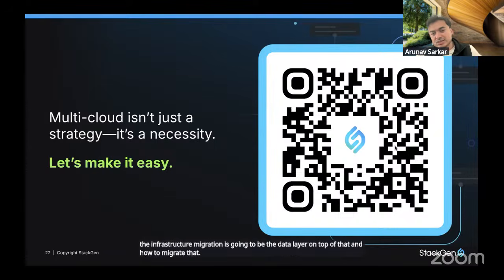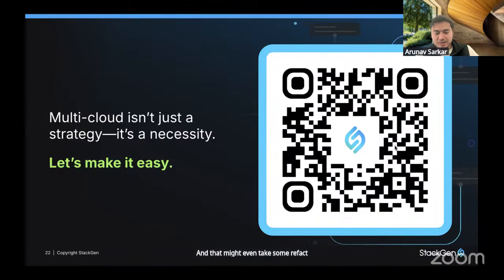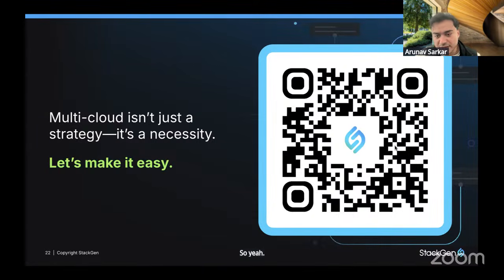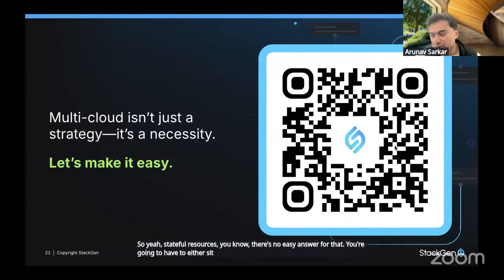So the key to a good stateful migration is going to be figuring out if you can set up continuous replication on whatever data store that resource is reliant on. And that might even take some refactoring work just to allow it to be migrated. It also depends on your tolerance for downtime for that resource. So yeah, for stateful resources, there's no easy answer. You're going to have to either sit with some downtime or spend a lot of time and energy making it a seamless cutover.